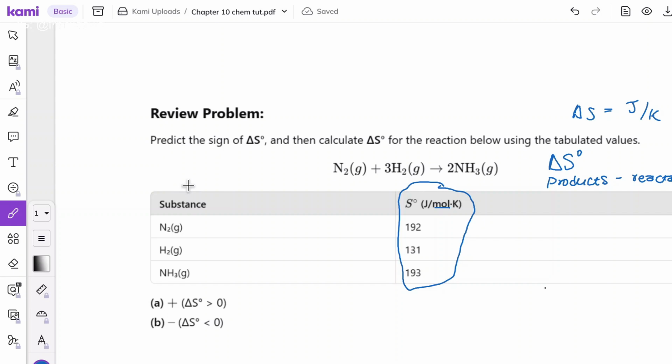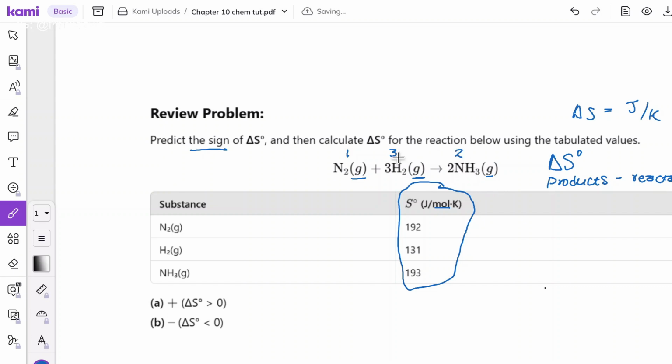But before we actually go ahead and do this problem by calculating the change in entropy, I'm going to show you how to predict it, because it's asking us to predict the sign. So over here, you look at the reactant side, and if you remember, the moles are the coefficients in front of the reaction. You see here, N2 has only 1 mole, and H2 has 3 moles. And these are all gas, so it doesn't matter. And on the product side, NH3 has 2 moles.